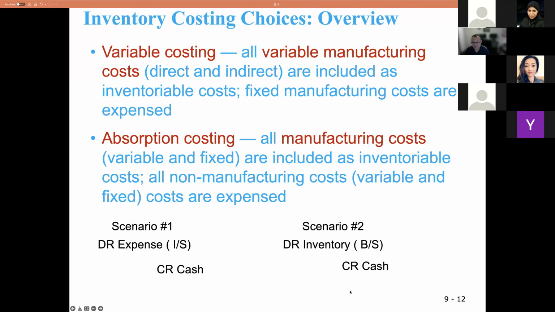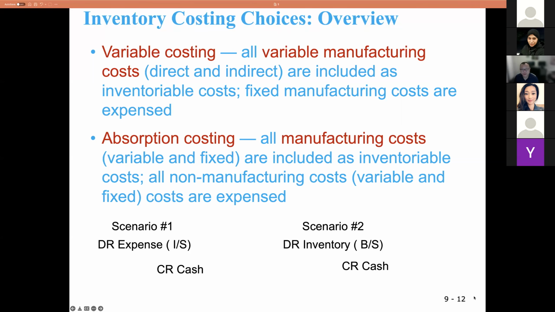Okay, I will say that again. The difference between the two costing methods is how they treat fixed manufacturing overhead cost. Under absorption costing, that is treated as product cost. It's part of the manufacturing cost, and it will be included in the inventory. Under variable costing, it's treated as a period cost, just like expenses, and goes to the income statement directly.